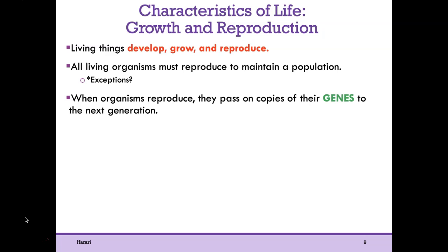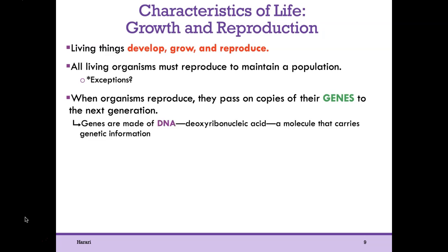But when organisms do reproduce, which all organisms have to, they pass on copies of their genes to the next generation. And genes are made up of DNA, which stands for deoxyribonucleic acid. And DNA is just a molecule that carries genetic information. That's all that DNA is. It's a special molecule that can encode genetic information. Cells use that genetic information contained in DNA to produce proteins. And proteins carry out the actual functions of the cell. They do the work. You can almost think about DNA as the software that encodes for the proteins, which are the hardware.